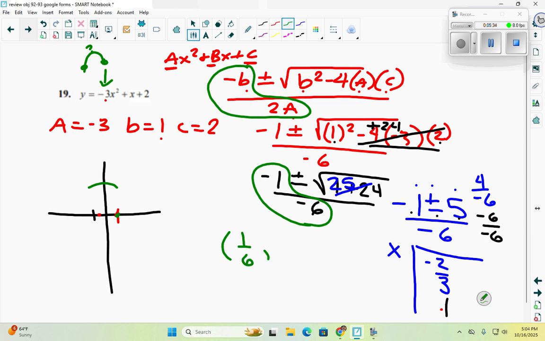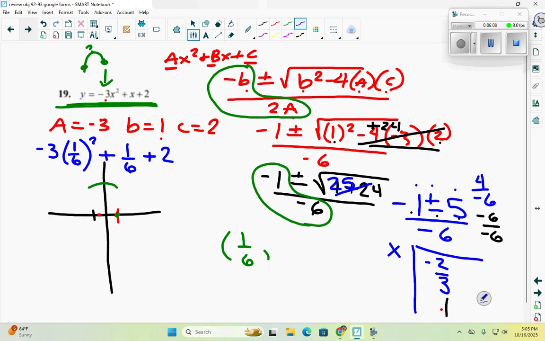Then from there, we're taking that positive 1/6 and plugging it back into our original equation up here. Wherever there's an x, you're going to plug that in. I'm using a different color so you can keep track of the screen. When I plug that back in, I'm going to have a negative 3 times x squared, where x is 1/6, plus plugging in my x, which is 1/6 again, and then plus 2.